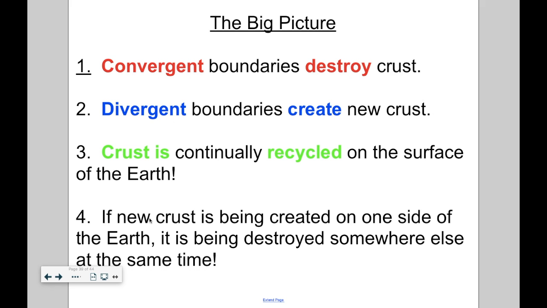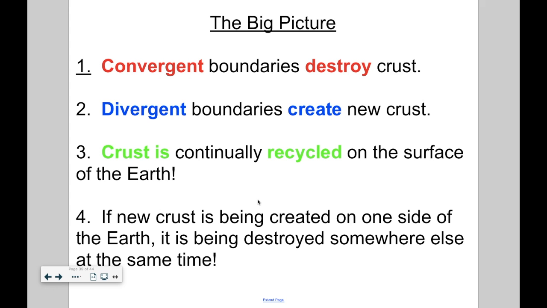Just to wrap all this up together, divergent boundaries are creating new crust. Convergent boundaries are destroying crust. So this combination of convergent plate boundaries where plates are moving towards each other and divergent plate boundaries where the plates are moving away from each other means that crust is continually recycled as it moves on the surface of the Earth. If new crust is being created on one side of the Earth, it is being destroyed somewhere else at the same time.